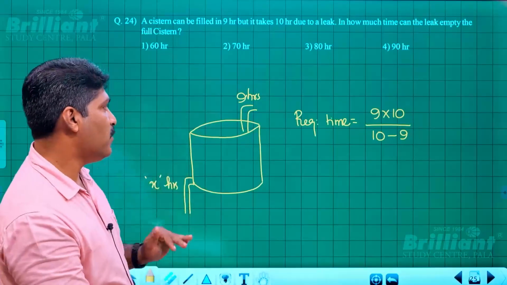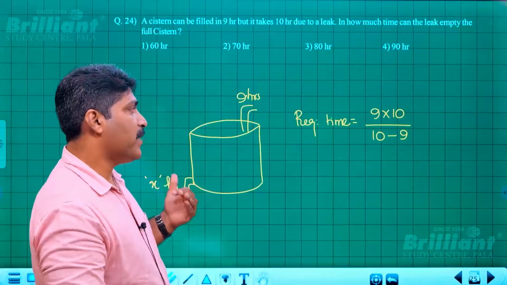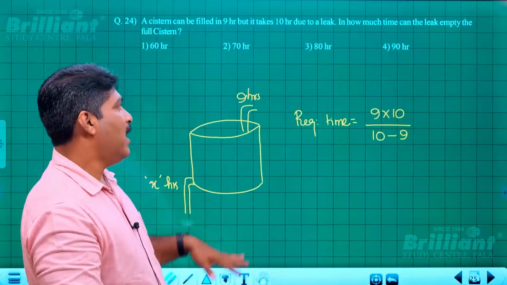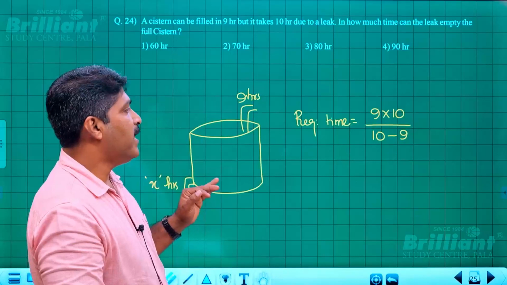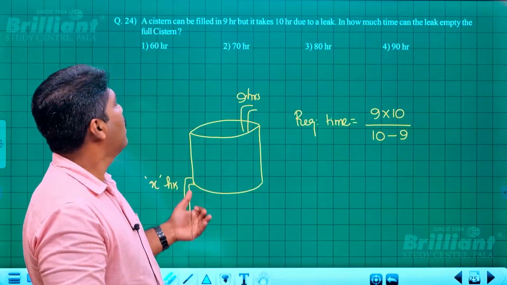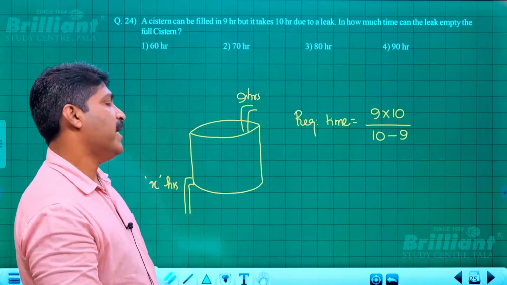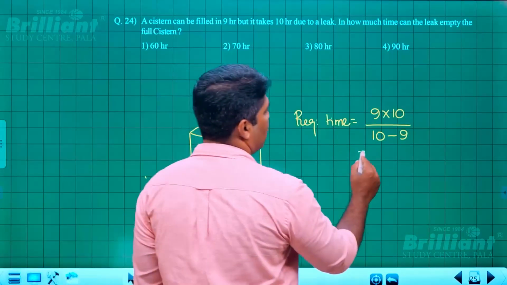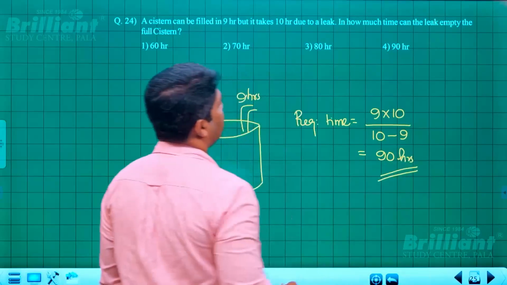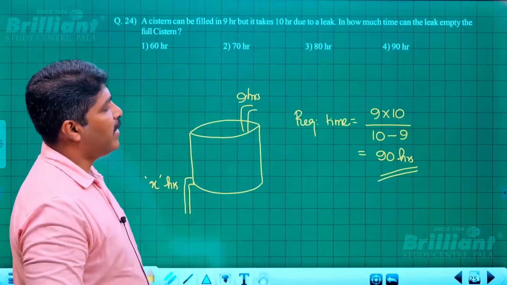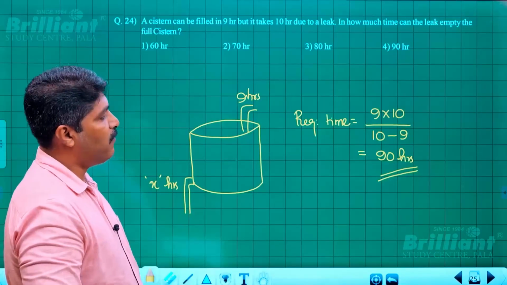So that's a direct approach. Suppose both the pipes together require x hours and the inlet alone requires y hours, then what's the time taken by the outlet alone? That will be equal to 9 into 10 by 10 minus 9, which is equal to 90 hours. Got it? This way we can find the time. That's a simple approach here.